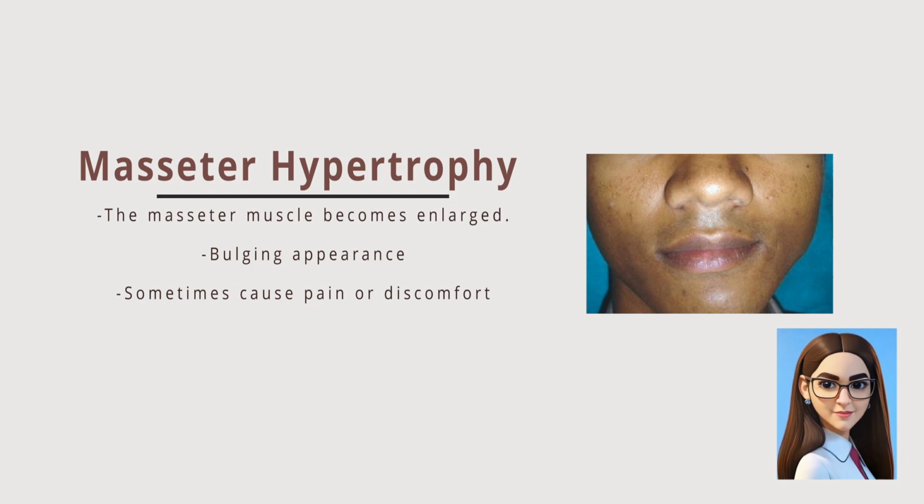Treatment for masseter hypertrophy can vary depending on the severity of the condition and any associated symptoms. In some cases, lifestyle changes such as reducing stress or avoiding hard or chewy foods can help alleviate symptoms. In more severe cases, medical interventions such as Botox injections or surgical procedures may be recommended to reduce the size of the masseter muscle and improve oral function and appearance.